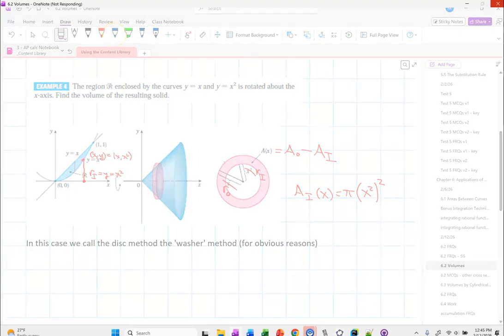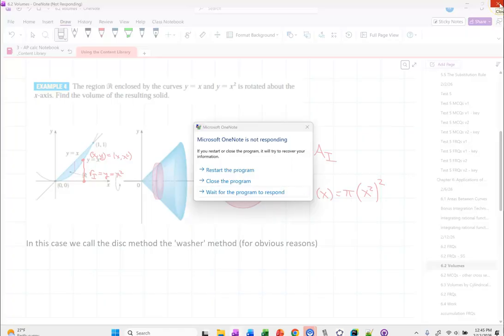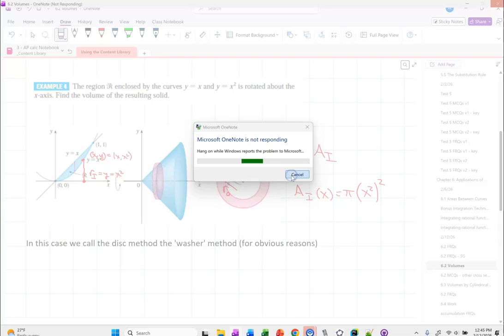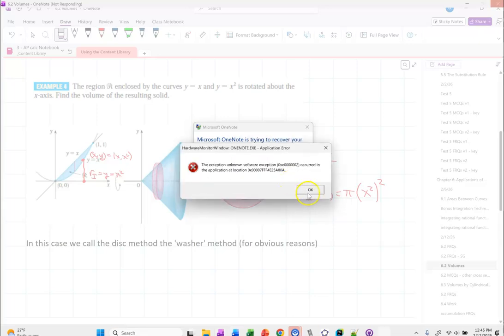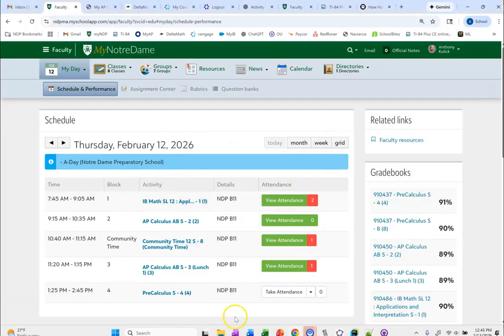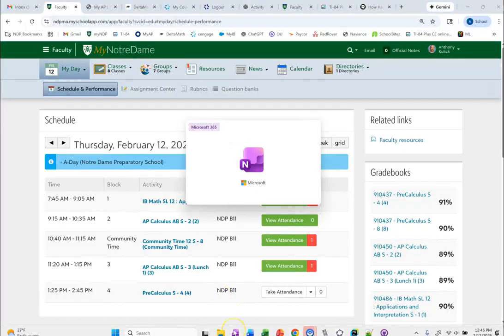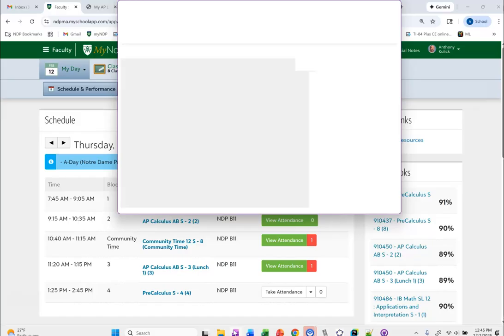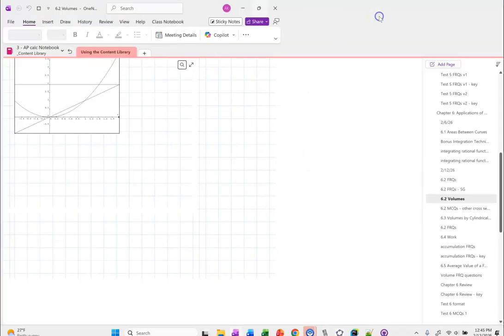Oh, I was having so many problems with this second hour. I can't believe it's doing it to me again. It's frustrating, guys. Don't need you to send any reports to Microsoft. Nope, I don't need you to recover anything. There's nothing to recover. Try it again.